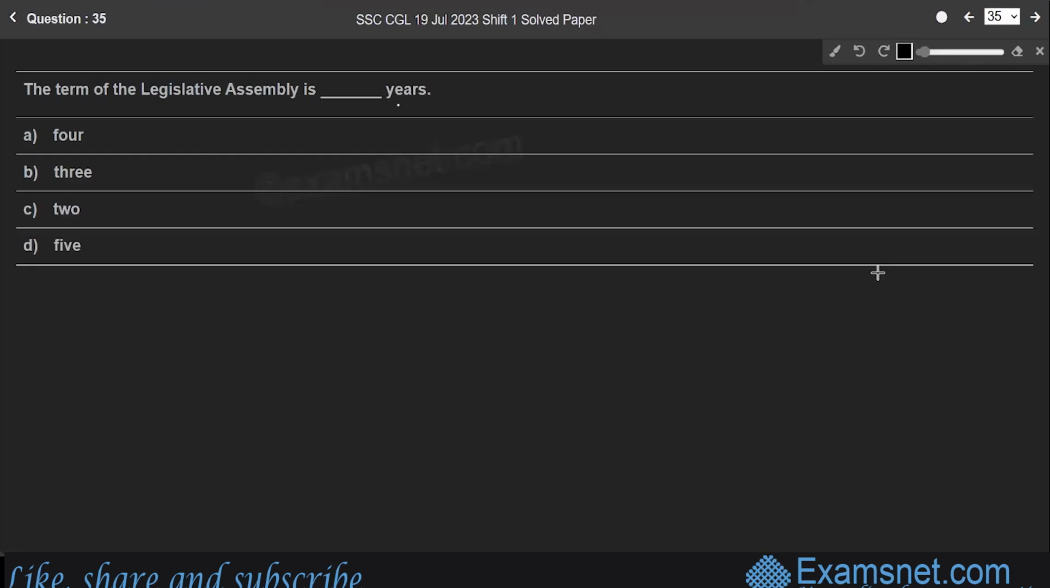Question 35. The term of the State Legislative Assembly is dash years. The term of the Legislative Assembly is 5 years. State legislative assemblies are also known as Vidhan Sabhas. The state legislative assembly is chaired by the speaker.